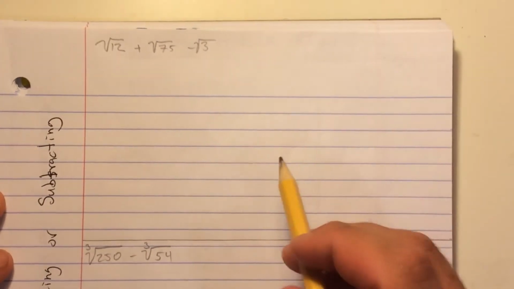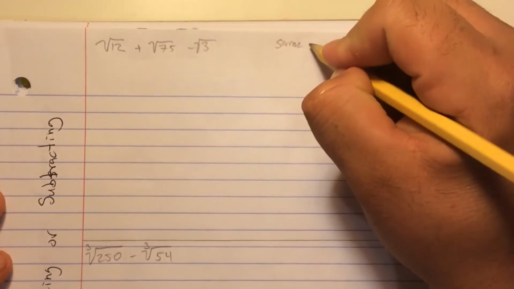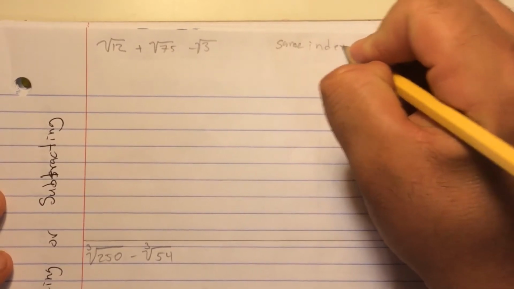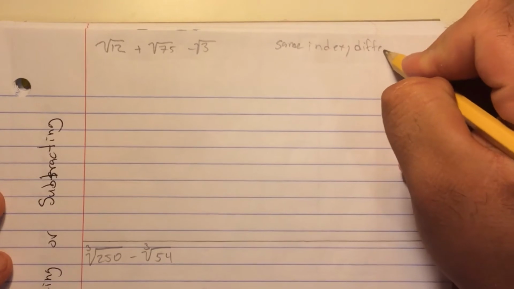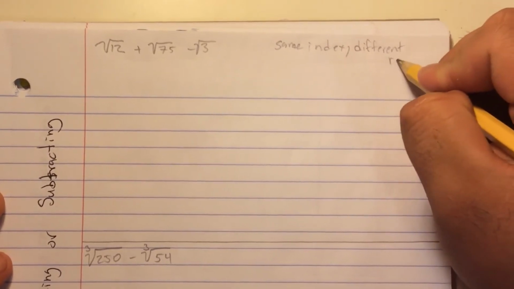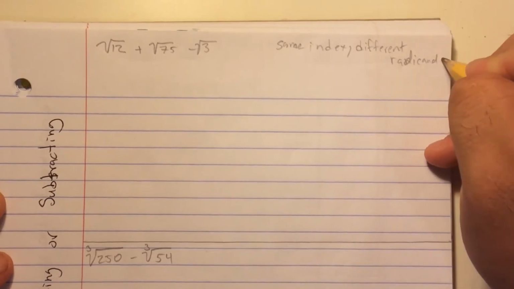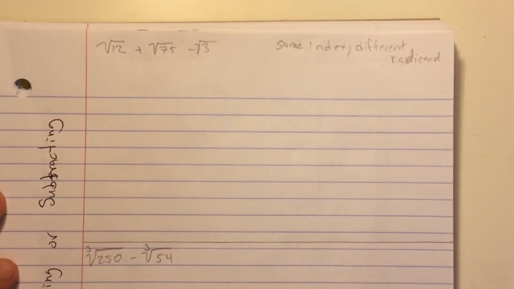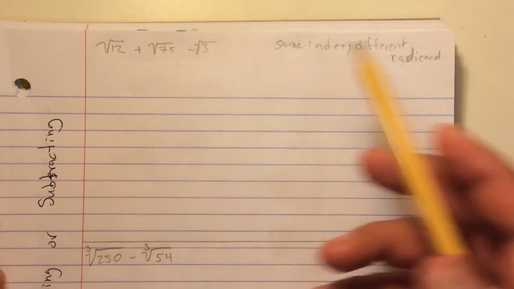Alright, so the problem is with this one, we have the same index, which is good, but we have different radicands. Normally I'd be like, oh, we're done. But we can actually simplify these and then factor them out. So that's what we're going to do first.